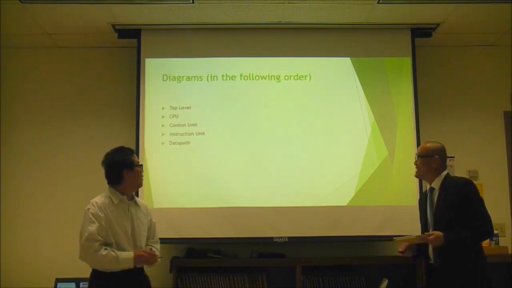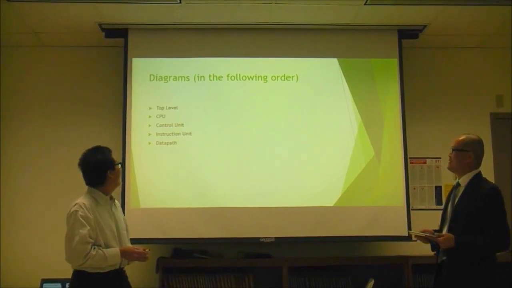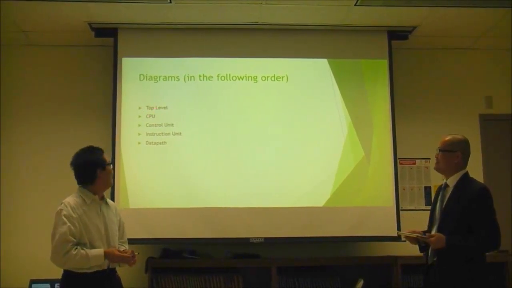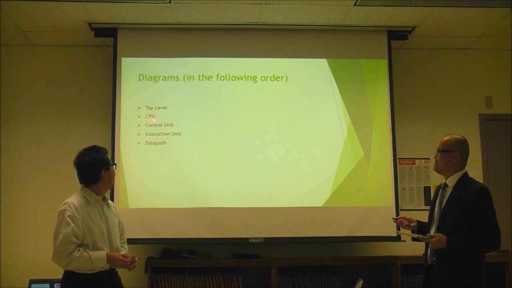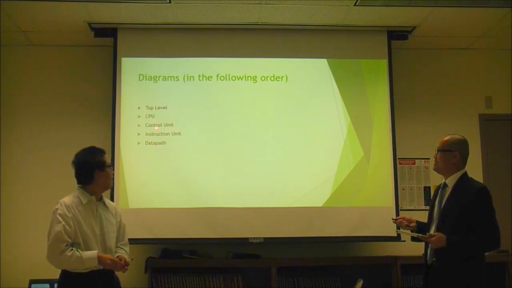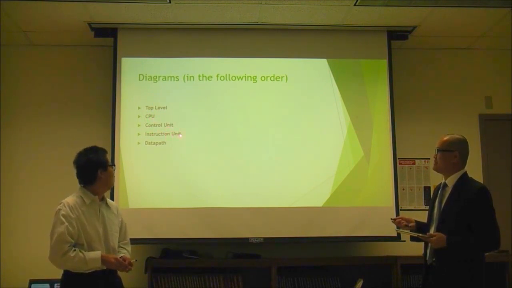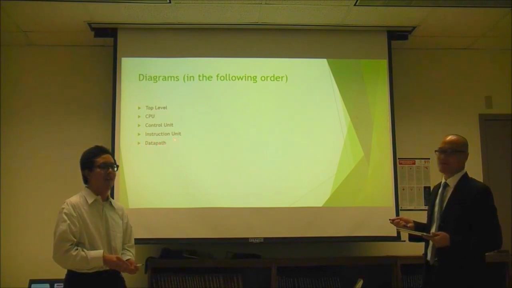Alright, let's look at the diagrams in the following order. First, we're going to talk about the top level. Then following that is going to be the CPU. Then the control unit. After the control unit, it's going to be the instruction unit. And finally, the data path.